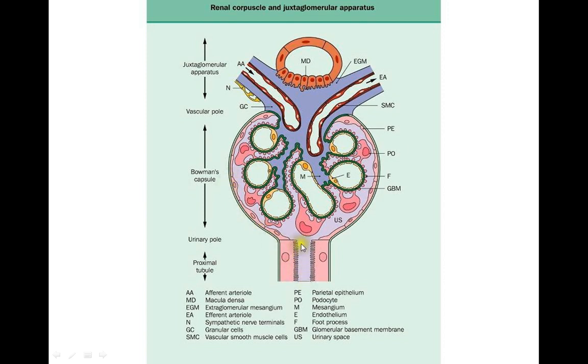This is proximal tubule. These cells are macula densa, afferent and efferent arterioles, along with this part of tubule and macula densa are known as juxtaglomerular apparatus. Juxtaglomerular apparatus, which I have mentioned before.